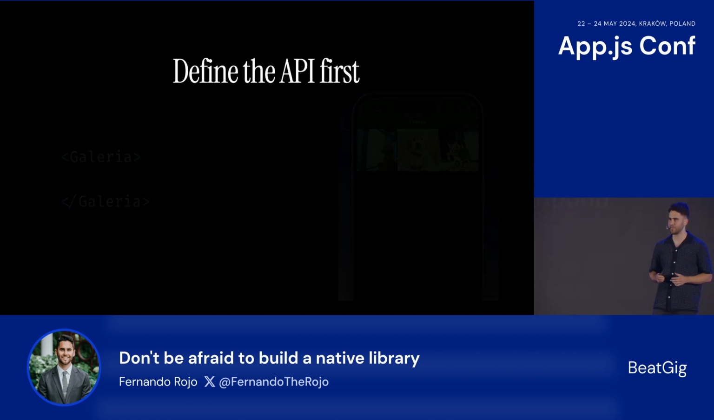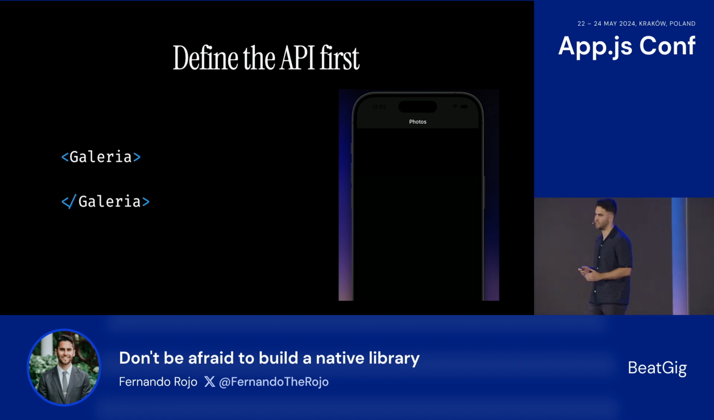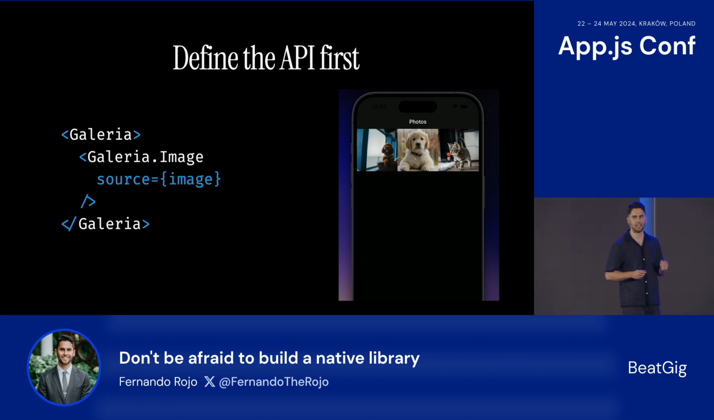So here we go. Let's build Galleria. We'll start with an empty component and address all of our requirements along the way. The first thing we'll add is galleria.image. This is the inline component. It's the image that you'll tap.